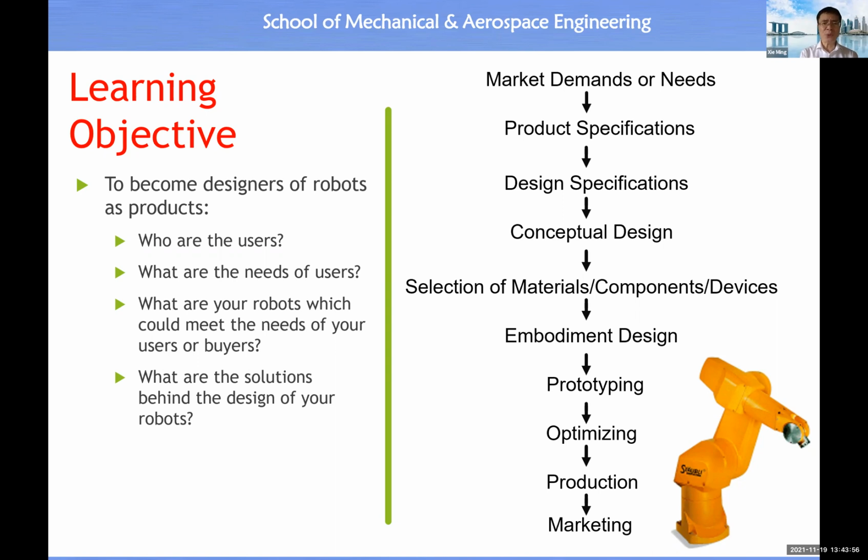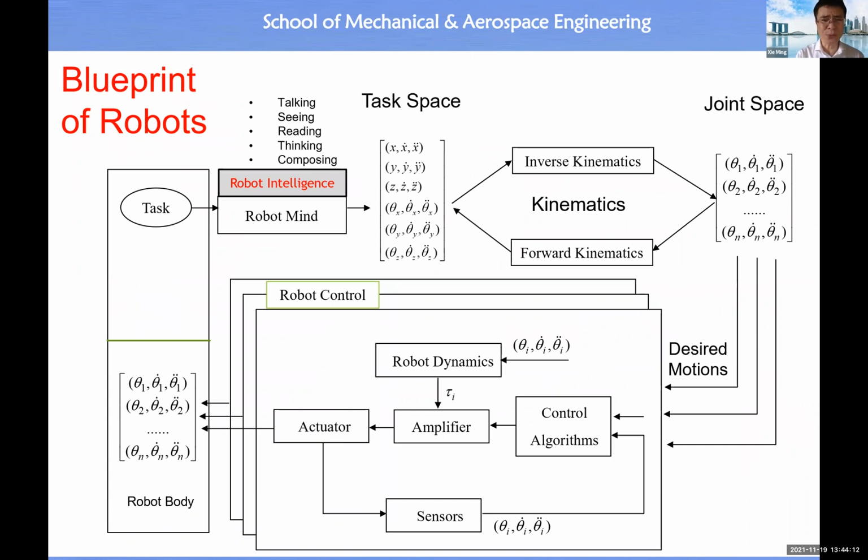Right? Once you know the answer to the first 2 questions, then you should be able to focus your study on the answer to question 3, question 4. All right. Then for the answer to question 3, this slide shows you the generic guideline for you to come out with the blueprint of your future robot.